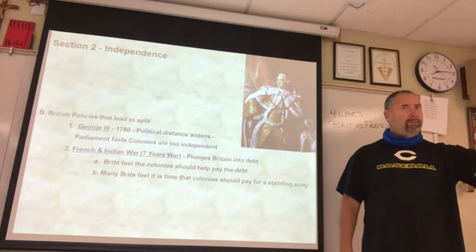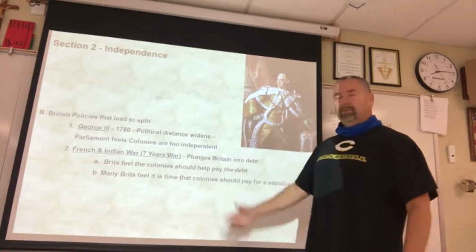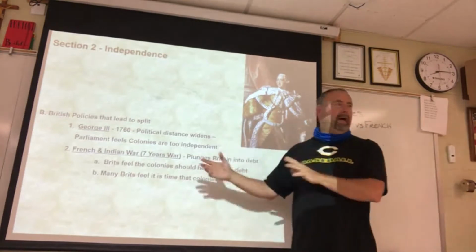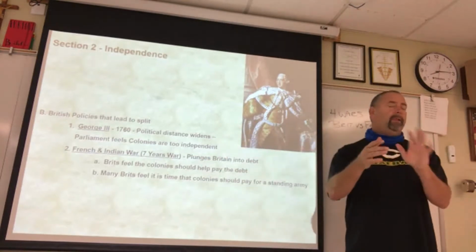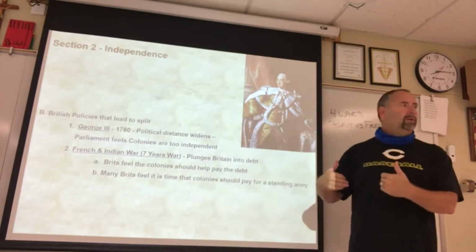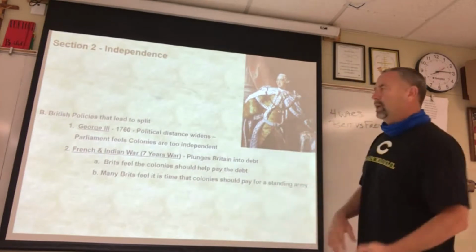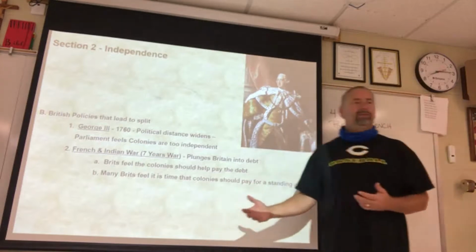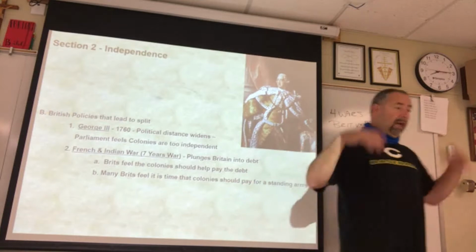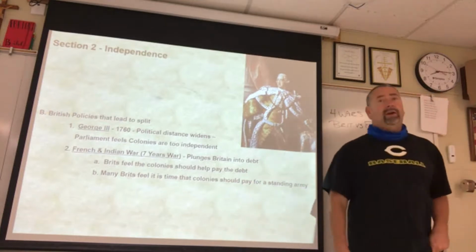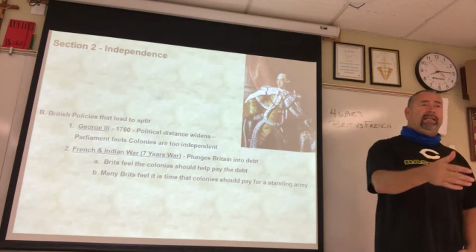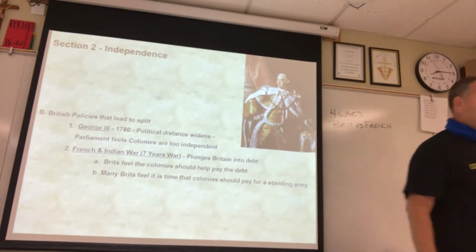No taxation without representation. Based on the English Bill of Rights, the only way the king can tax is if Parliament approves it. But the colonists don't have any representation in Parliament. So you're going to tax them without any say. Well, based on the English Bill of Rights, that's wrong. The colonists want to be treated like British citizens. They're not. They're being treated like second-class citizens. They don't like that.